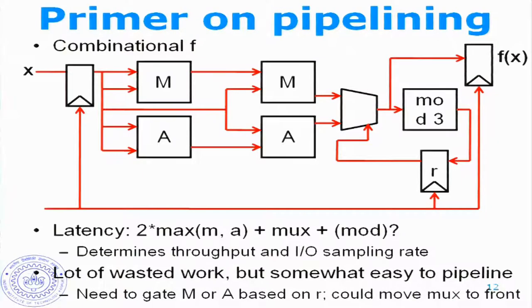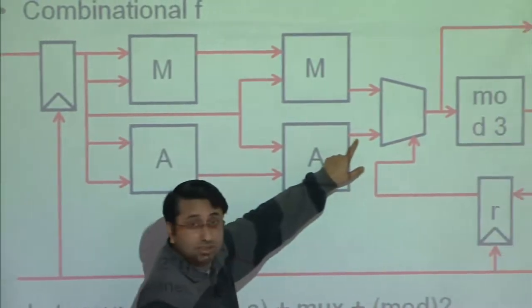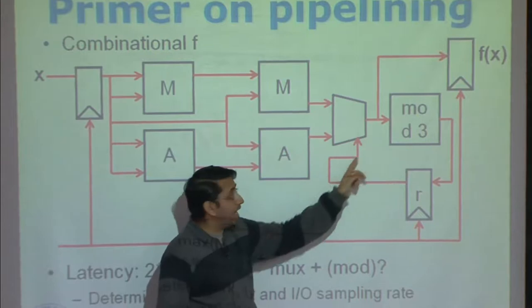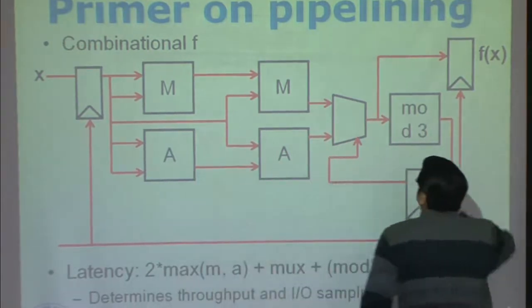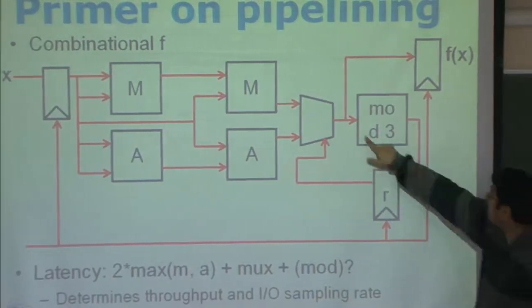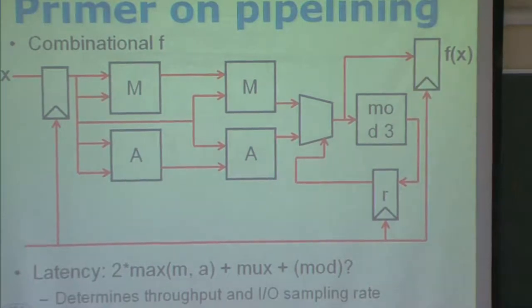So first we'll start as usual with a combinational representation of F. This one computes x squared, this one computes 2x, this one computes x cubed, this one computes 3x. Then I take R, feed it to a multiplexer, select based on R which one I should use, and then apply this one to a mod 3 block to update R, and this one is my output Y. Clear to everybody?